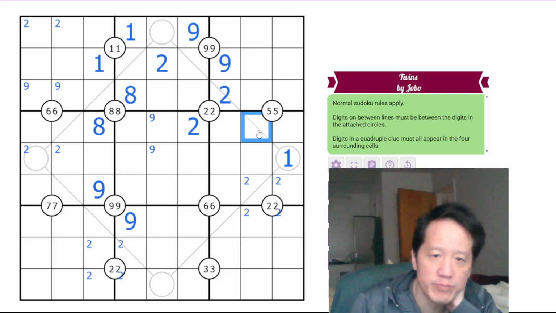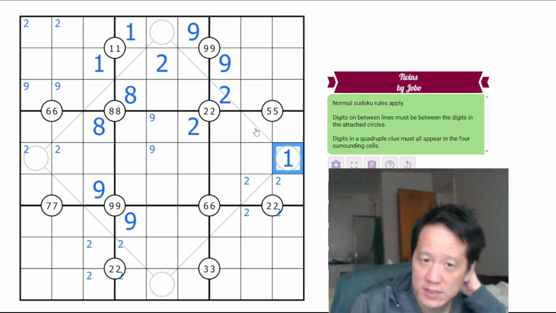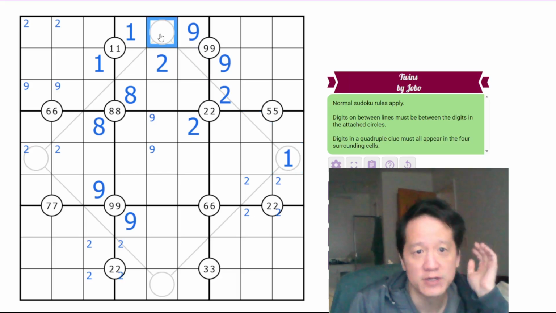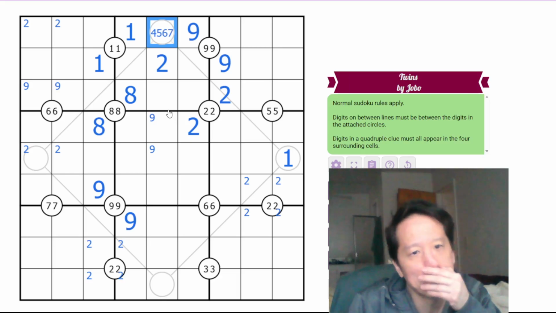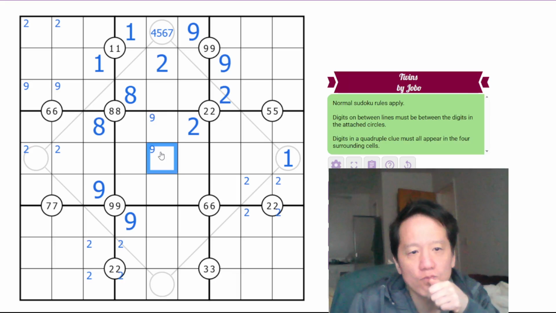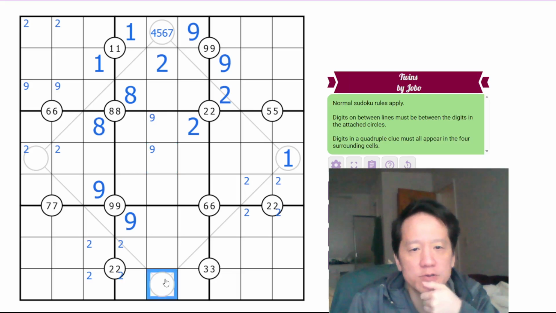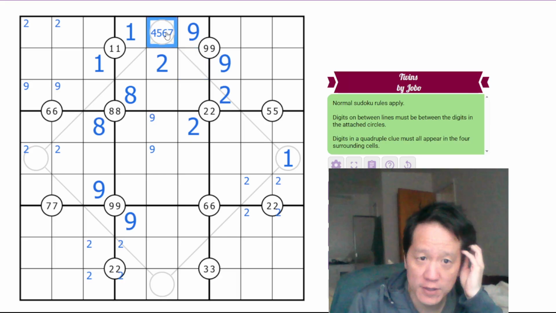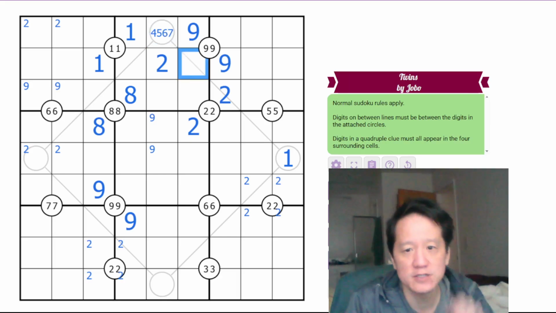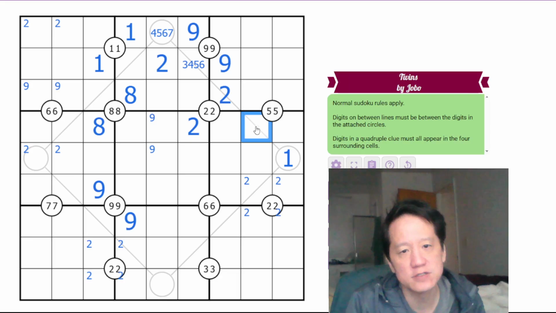This cannot be a 2 or a 1, so it has to be at least 3 here. At least 3 here, which means this is at least 4. So this is 4 through 7. We don't know what this is. So what's on here then? It cannot be anything greater than 7, so it has to be 3 through 6. This is 3 through 6.